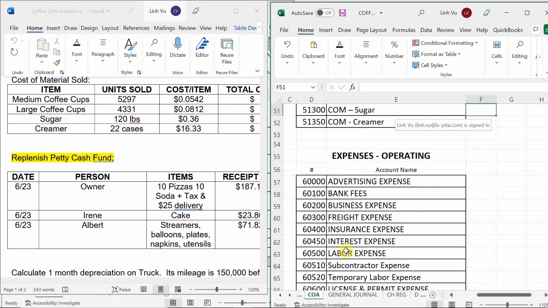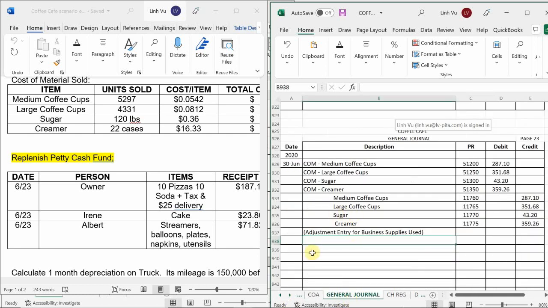So in this case, business expense is going to be your number one expense account to represent all of these charges that you made to the petty cash drawer. Okay? So in this case, that's exactly what I'm going to do. This is a business expense, right? Which is account 6200.